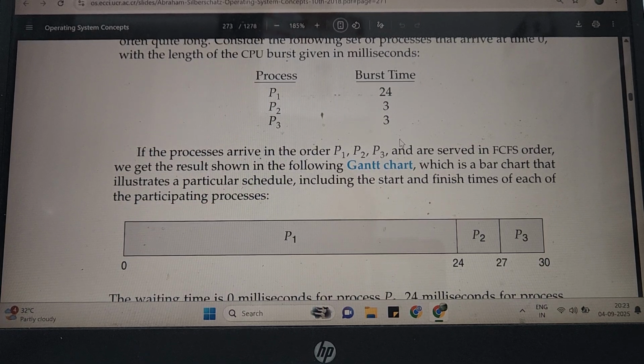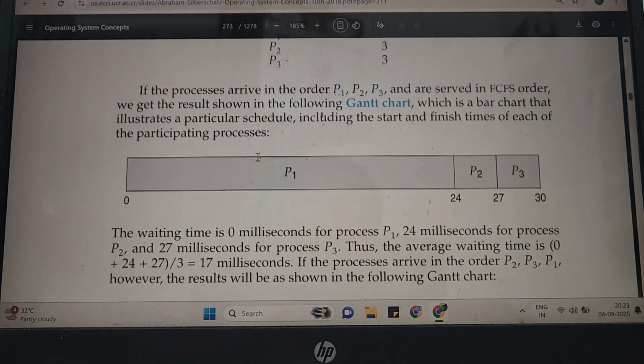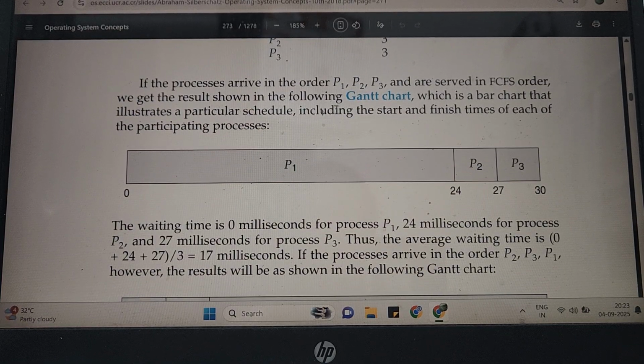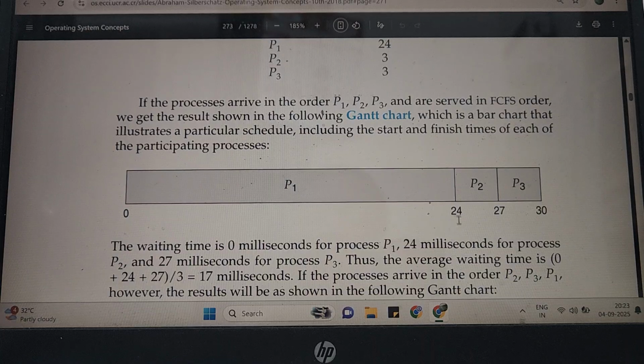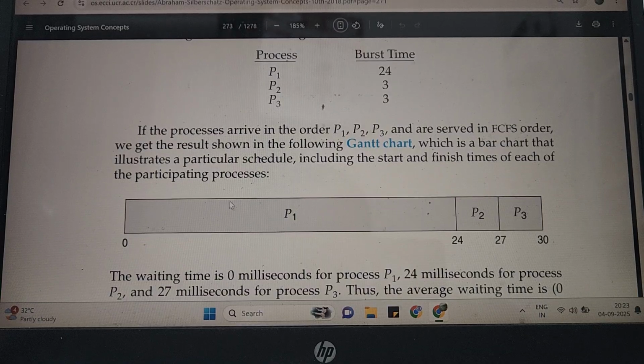So P1, the moment we started, we took up P1. So P1 has a waiting time of 0 milliseconds. P2, we took it up only at the 24th unit. So for P2, the waiting time is 24 milliseconds. Note that we assume all the processes have been in the queue right from time unit 0.